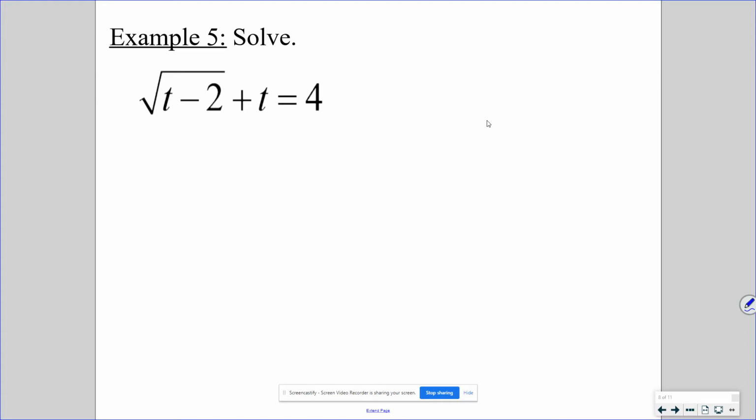All right, part 2 of lesson 2.4. I have just 2 examples left, but these are the more challenging problems in the lesson, so that's why I decided to put them in a separate video. Okay, so for this example, we're going to start with isolating the radical. So anything that's not part of the radical, move it to the other side. So we will be subtracting t to make that happen.